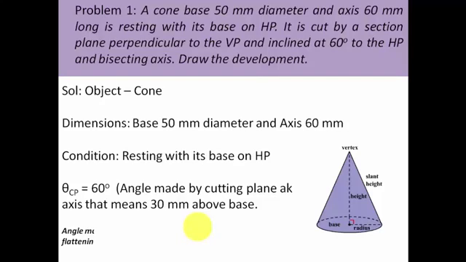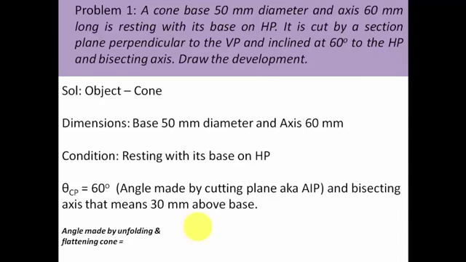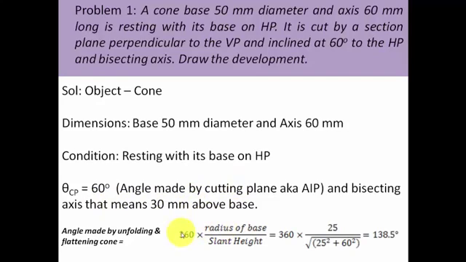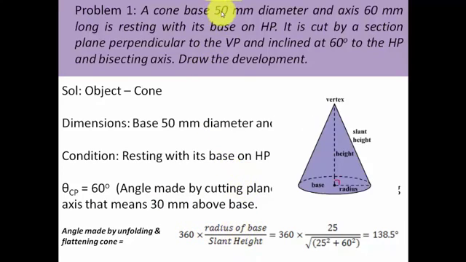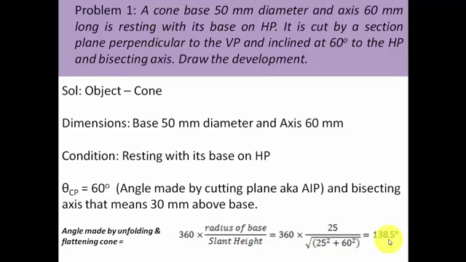Now guys, you need to think about this. If you try to unfold the cone and flatten it, there is some kind of a pie portion which you're going to see. It resembles a pizza. It is going to make a certain angle, and that angle has to be calculated, and we have this formula for that: 360 multiplied by the radius of base upon slant height. The base diameter is 50, so the radius is going to be 25. Slant height can be calculated by using the Pythagoras formula. On putting the values we get our final answer, that is 138.5. Fine, let's move ahead and start the construction.